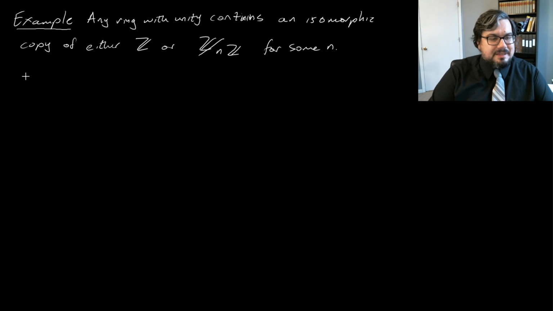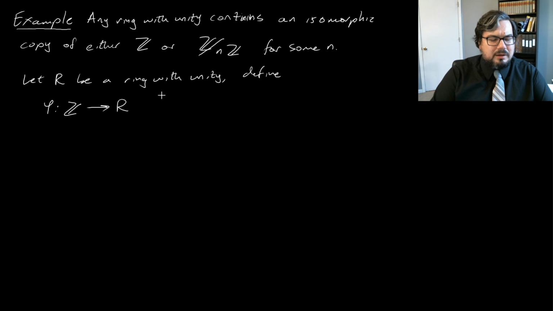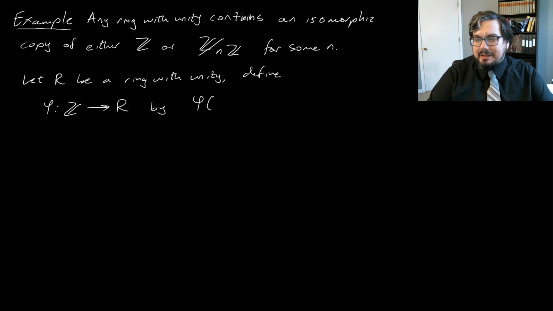Okay, so let's see this. Let R be a ring with unity, and let's define a function phi from Z to R by phi of a number n equals n times 1, n times the multiplicative identity.